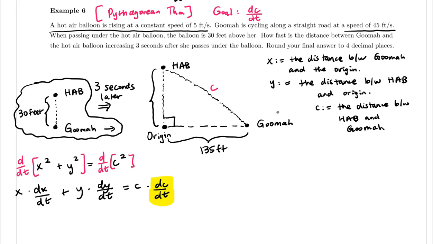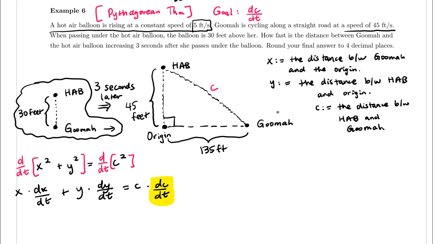It started at 30 feet and then it would have risen 15 feet, so its new height would be 45 feet because I'm adding 30 plus 15, which is coming from the 3 seconds at a speed of 5 feet per second, means that the hot air balloon traveled 15 feet from where it started. So now the new height is 45 feet. And y, it represents the distance between the hot air balloon and the origin, but it's essentially the height off the ground.